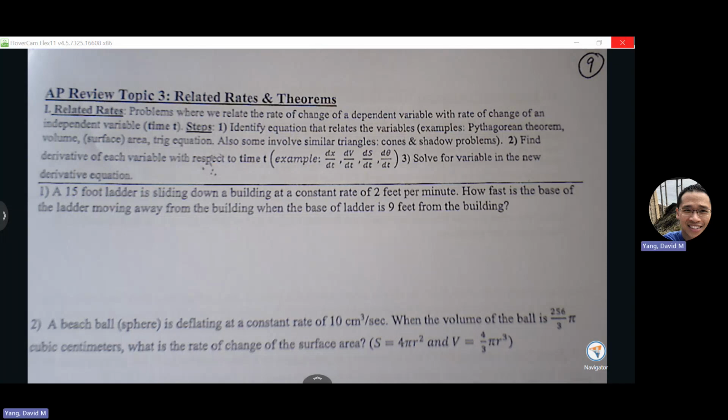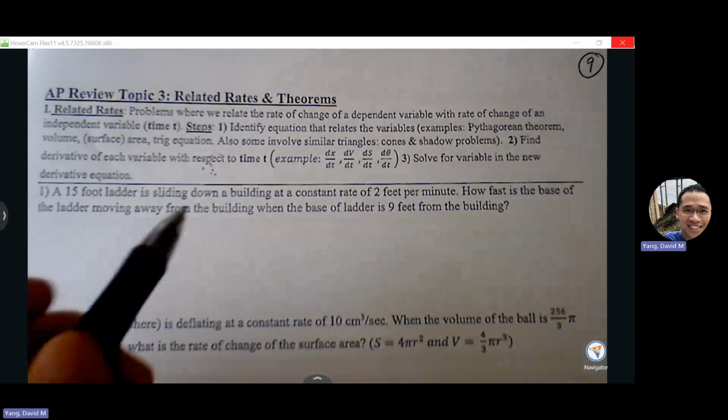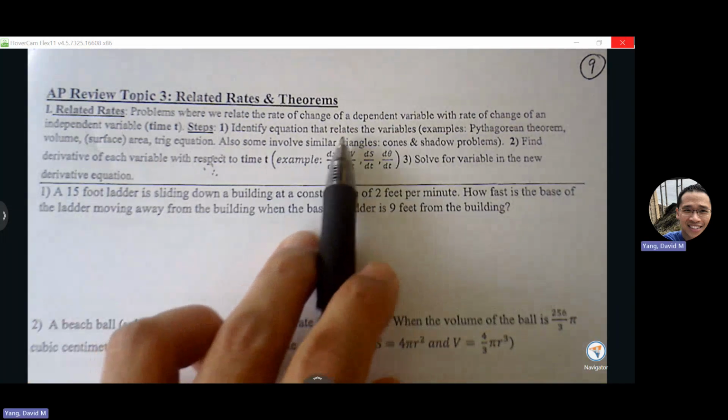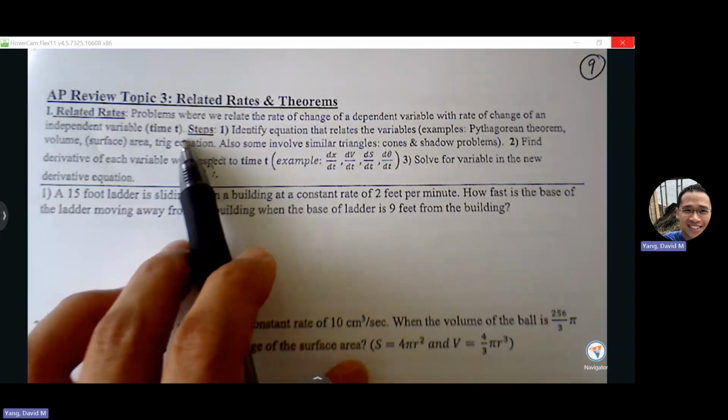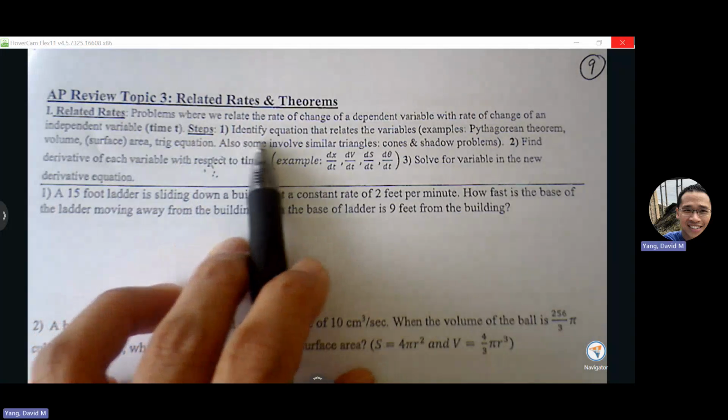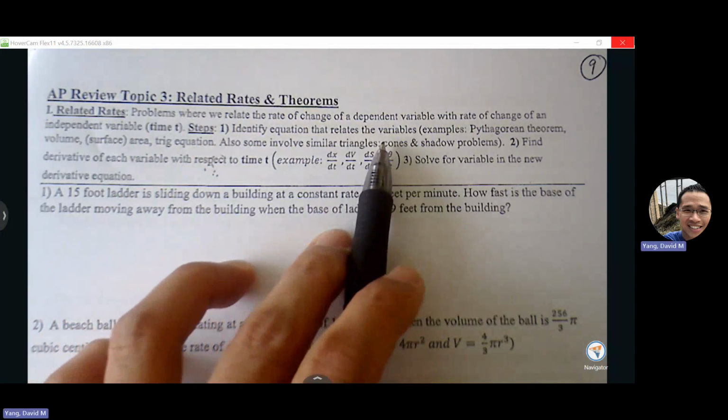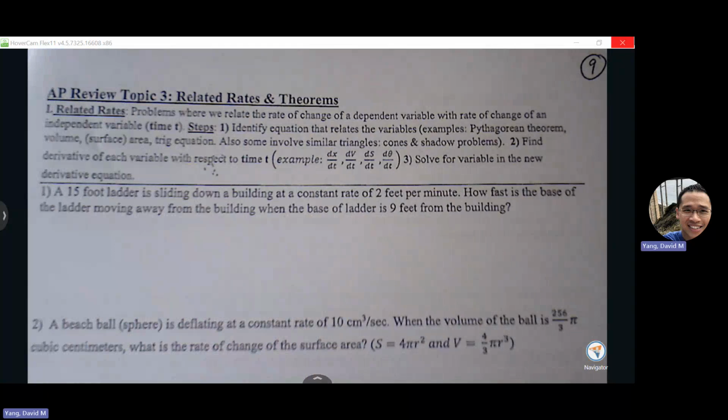Related rates are problems where we relate the rate of change of a dependent variable with the rate of change of an independent variable, time t. So here are the steps. We identify the equation that relates the variables. So we always start off with some equation that we recognize, whether it's the Pythagorean theorem or volume of a cube or surface area of a sphere or a trig equation.